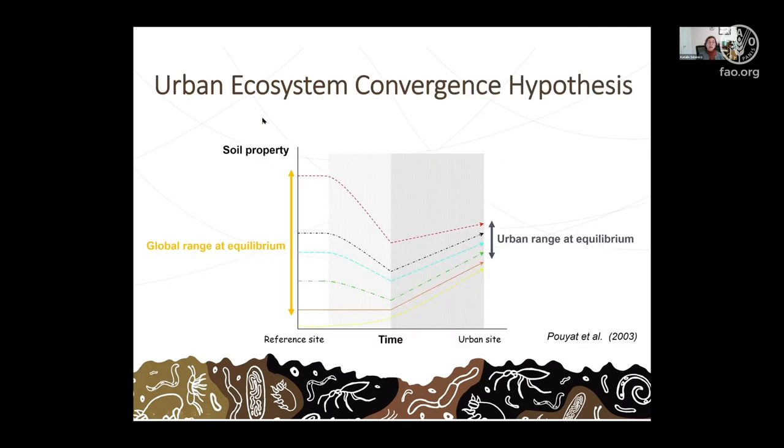Essentially, we are testing what's called the urban ecosystem convergence hypothesis. It says that we can take an ecosystem property, in this case a soil property, such as pH or soil organic matter. If we look on a global scale at natural systems, let's call them reference sites, we have a huge range of this given property. But over time, mostly because of how humans shape their environment, these ranges will shrink and become smaller, and so the conditions become a lot more similar.